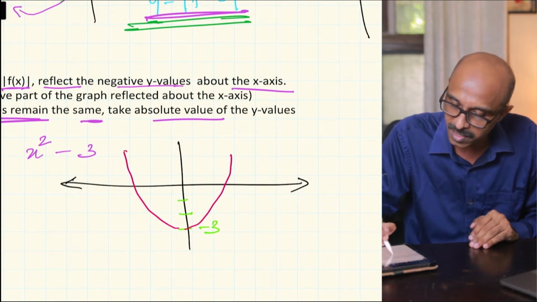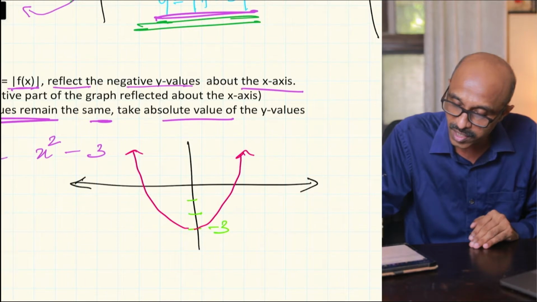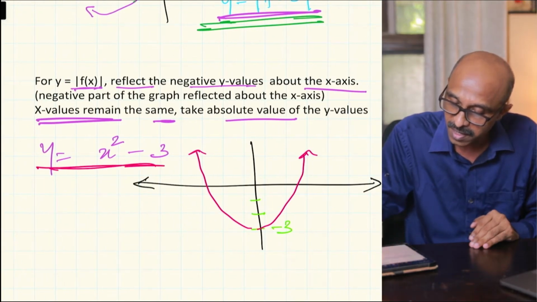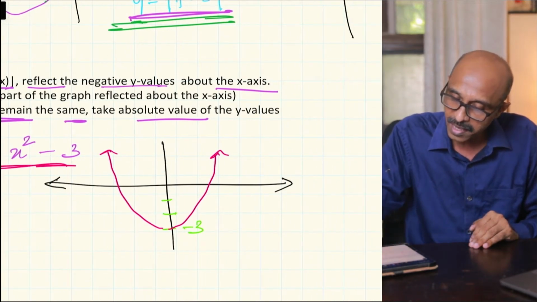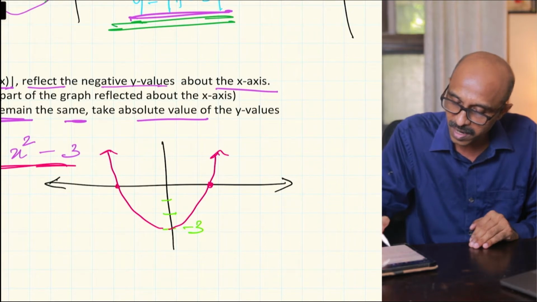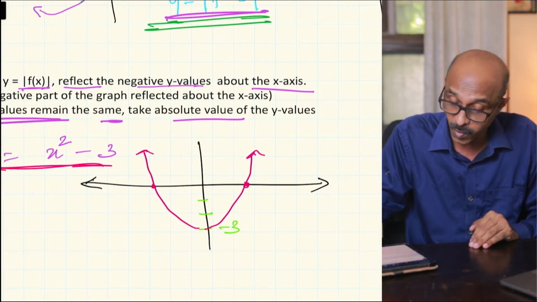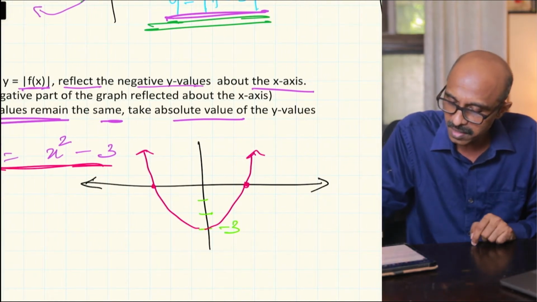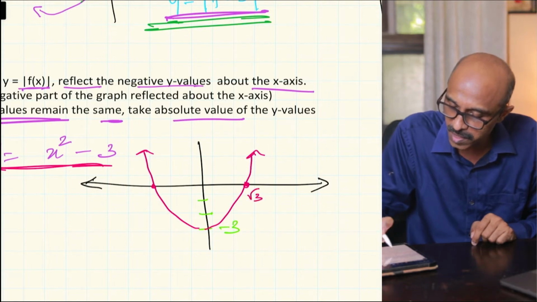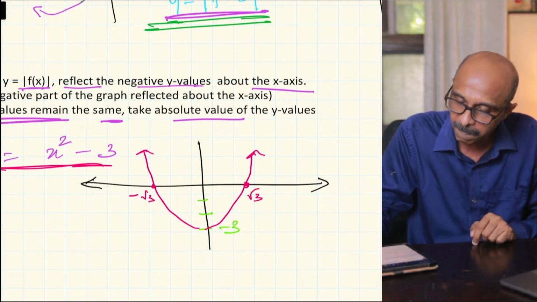So that's going to be the function. Let's consider this as the original function that we start with. And these values where x is equal to 0, y is equal to 0 should be the positive root 3 and the negative root 3.